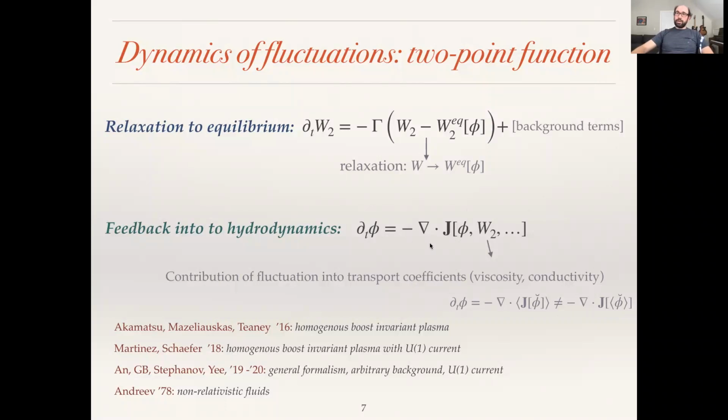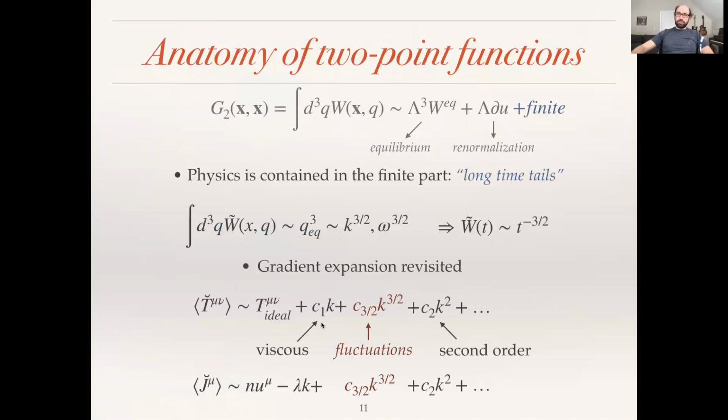Now, at which point do you have to consider the effects of the 2-point function here? Well, if you are interested in going beyond the standard viscous corrections, then the effect of fluctuations will show up between the first order and second order. So if you're interested in corrections to the viscous hydrodynamics, then yes, you should take into account the feedback of the fluctuations into the hydrodynamics.